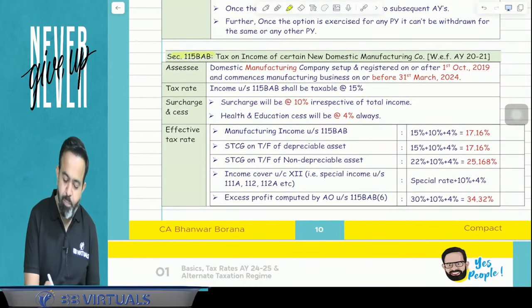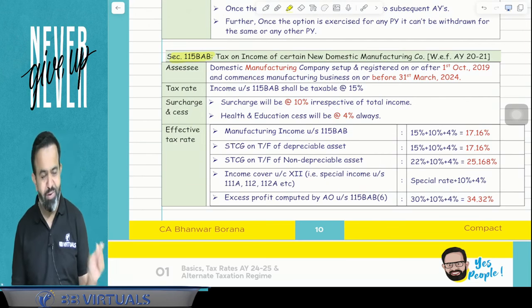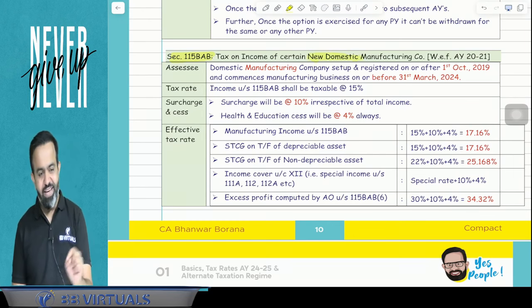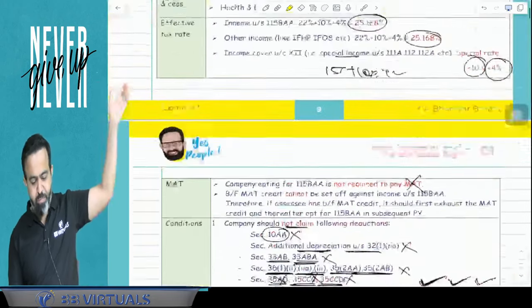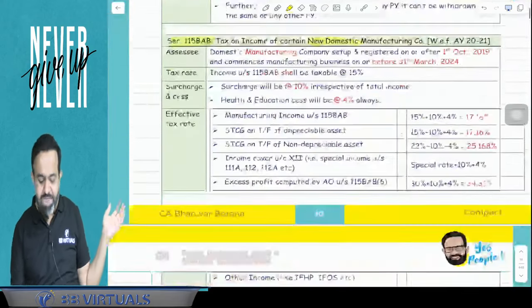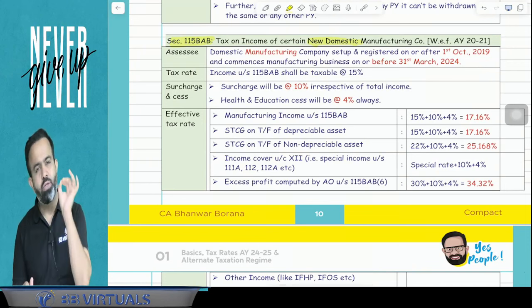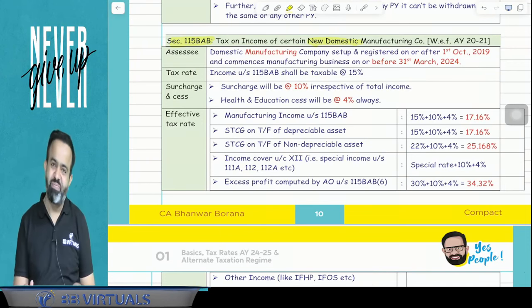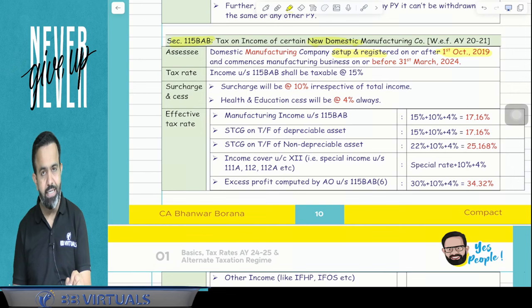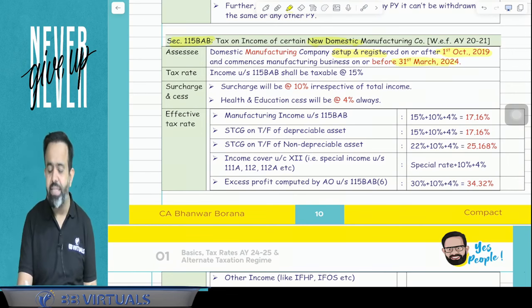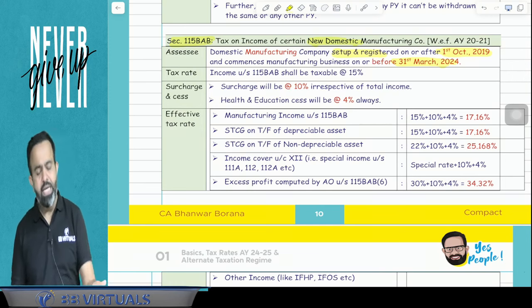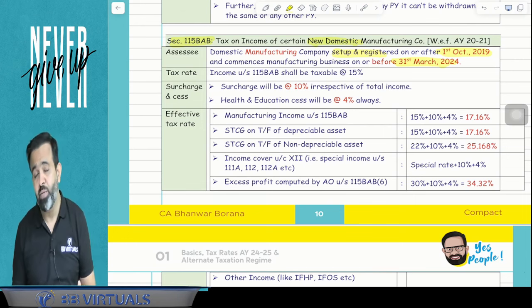Now the next section is 115BAB. This section is applicable only for a new domestic manufacturing company. 115BAA was for all types of domestic company, old, new, manufacturing, non-manufacturing. But this section 115BAB is applicable only for manufacturing and new domestic companies. New domestic company means the company should be set up and registered on or after 1st October 2019, and the manufacturing business should be commenced by 31st March 2024.